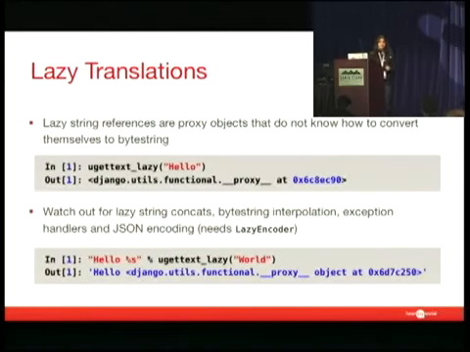But there's a catch with using lazy translations. Lazy translations are essentially lazy objects. They're proxy objects. They really don't know how to translate to a byte string. So if you're doing any sort of string concatenation or interpolation with the lazy objects, they might not work as you expect them to. Also, if you're doing any sort of JSON encoding of these strings, you have to make sure that there's a mechanism to force these objects to go to their string form when they're going for JSON encoding. And there's something called a lazy encoder that Django provides in the serialization section of the documentation.